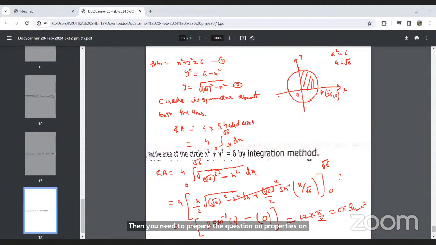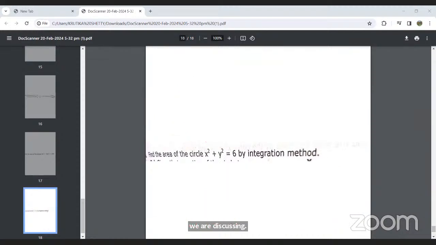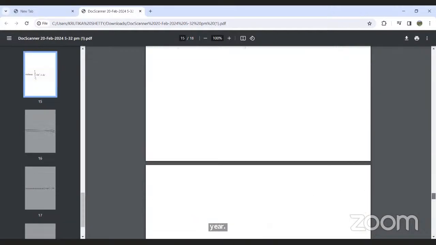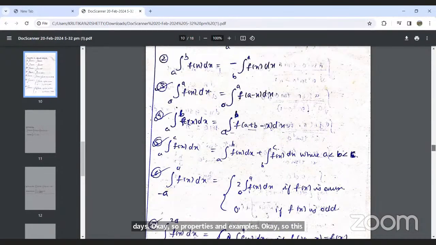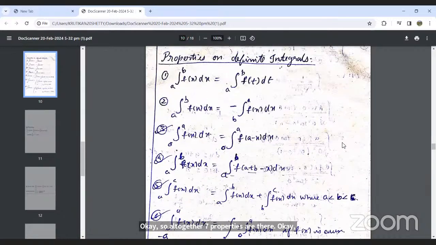Okay, so this is the last section we are discussing. We will discuss the properties, the proofs we will discuss tomorrow, and then solve a model paper or a previous year paper tomorrow. See, pay attention here. We will discuss the properties and examples. This is the last part. Altogether seven properties are there, so we need to know these seven properties.